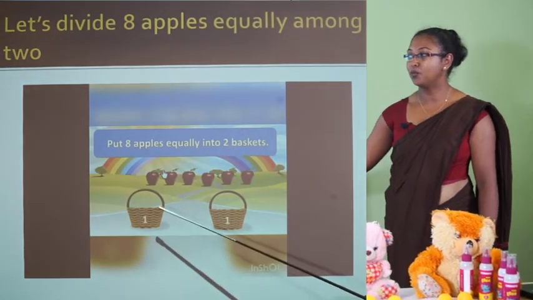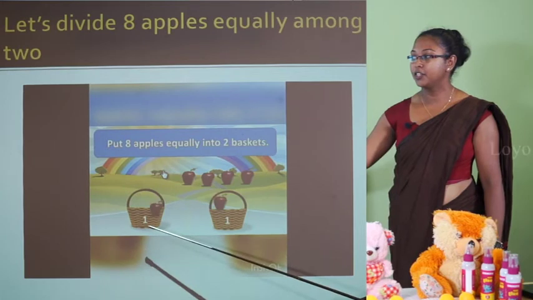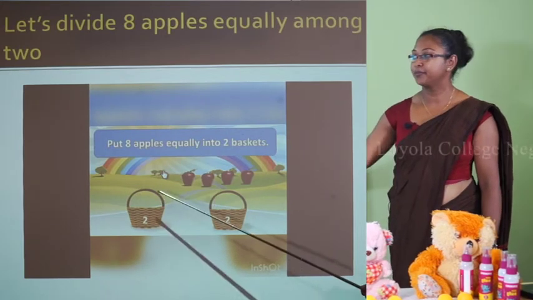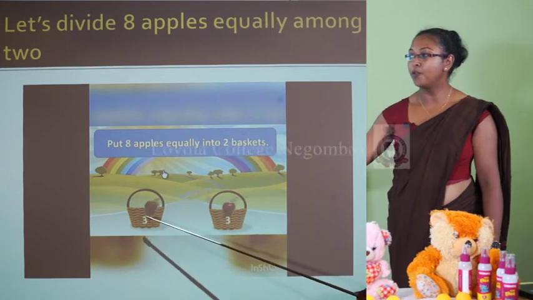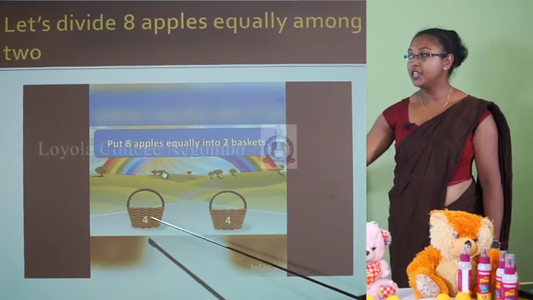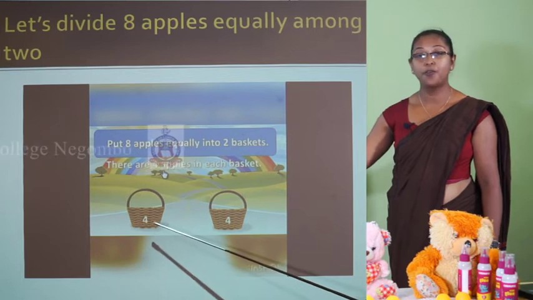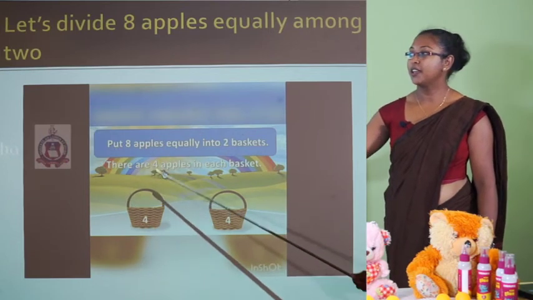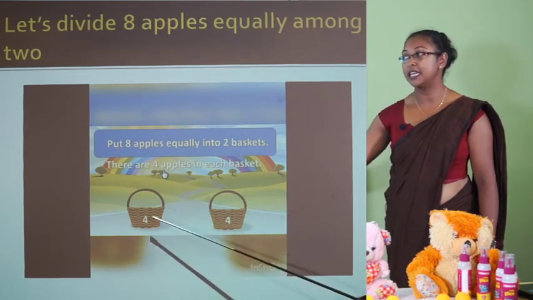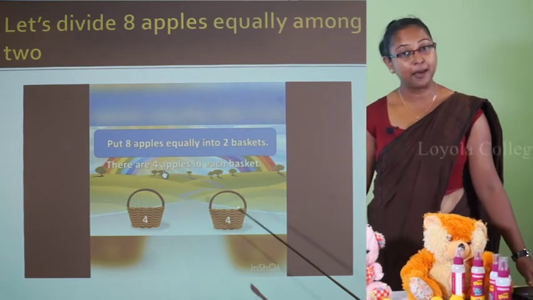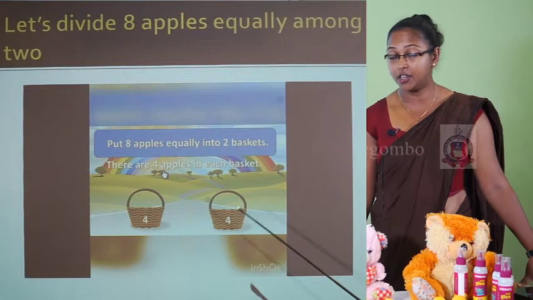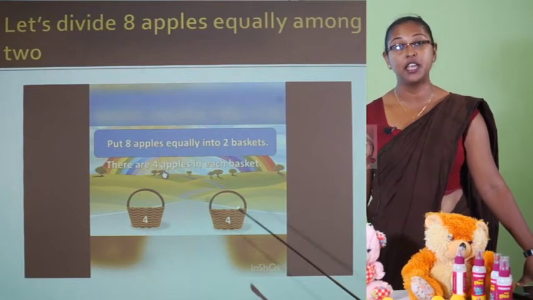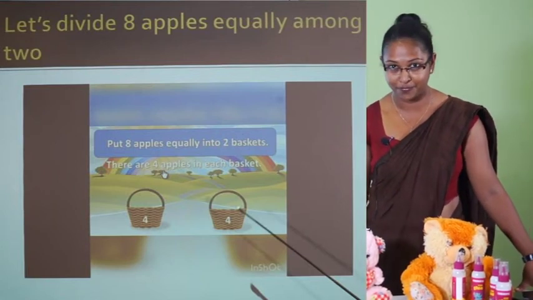See what's happening. 1, 1, 2, 2, 3, 3, 4, 4. Each basket has 4. So there are 4 apples in each basket. 8 apples divided into 2. That means divided equally into 2 gives you the answer 4.